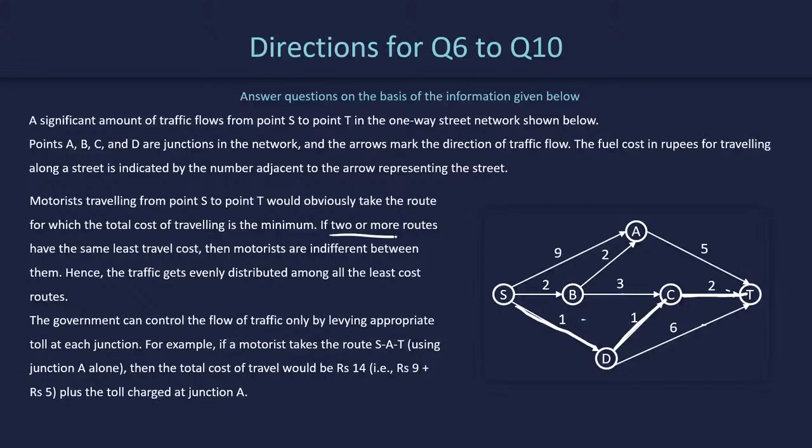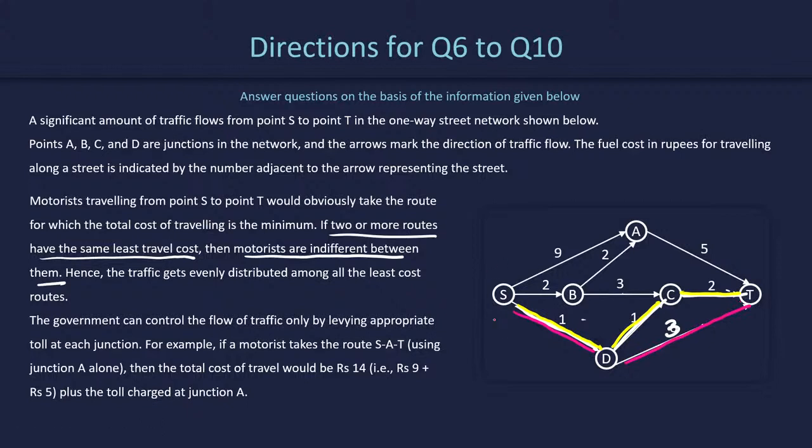Now, if 2 or more routes have the same least travel cost, suppose 2 route है जिसमें कि बराबर खर्चा होता है, then motorists are indifferent between them. Indifferent means suppose this was 3, तो एक बंदा लेगा ये वाला रूट and the amount he has to spend will be 4 rupees. There will be some other guy who will be taking this route क्योंकि इधर भी 4 रुपए लगता है.